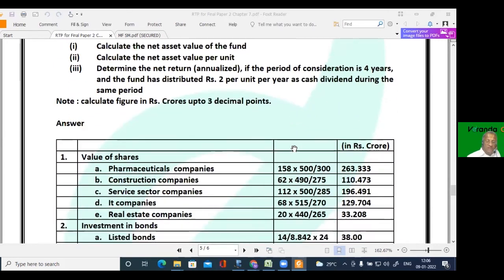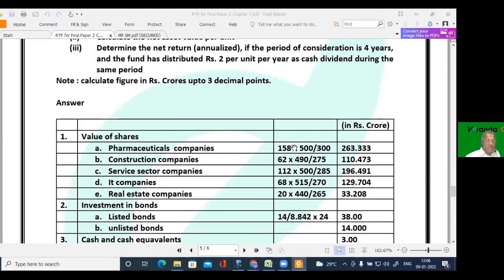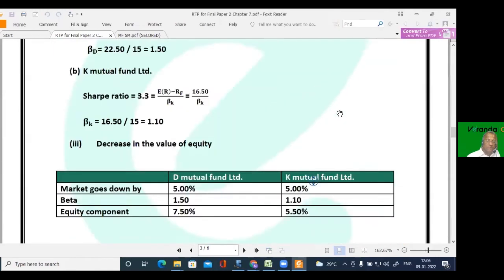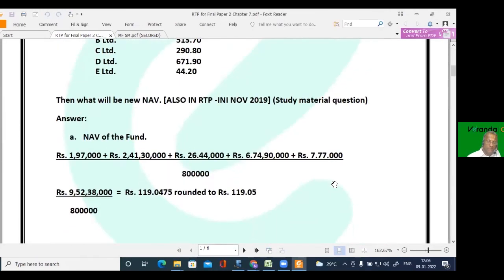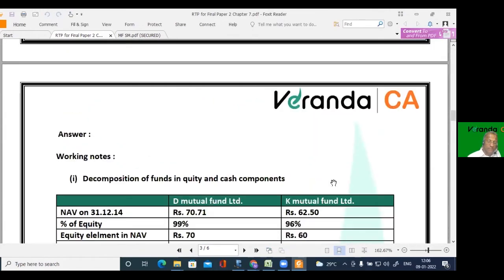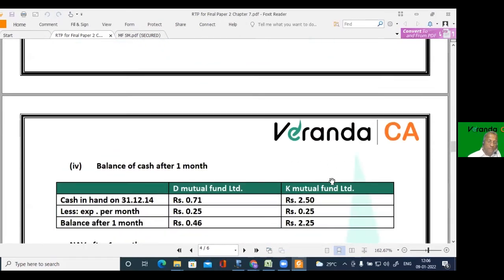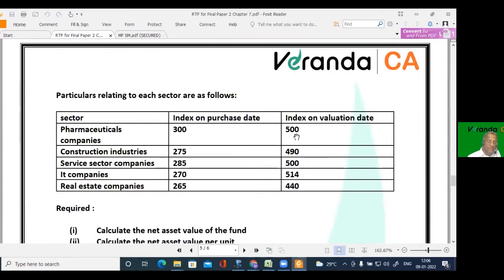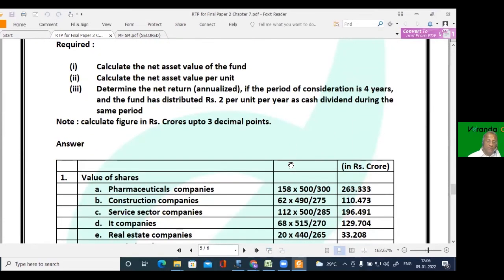Now let us just see. Same thing they have just done: 158 multiplied by 500 into 300. That way, each one they have worked.